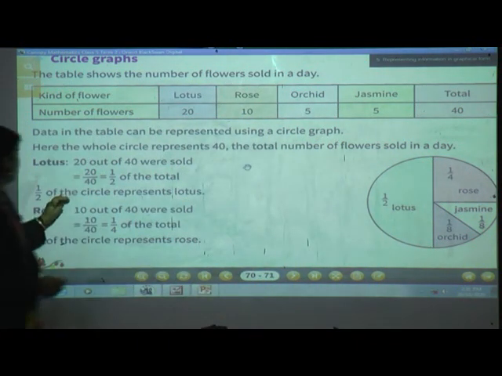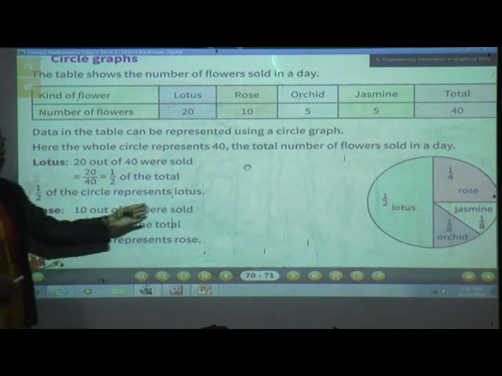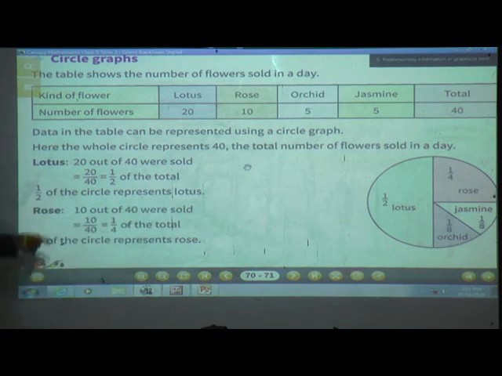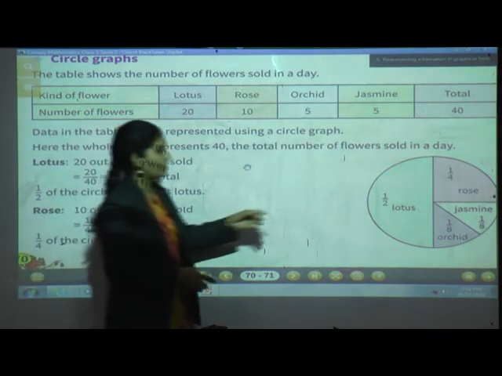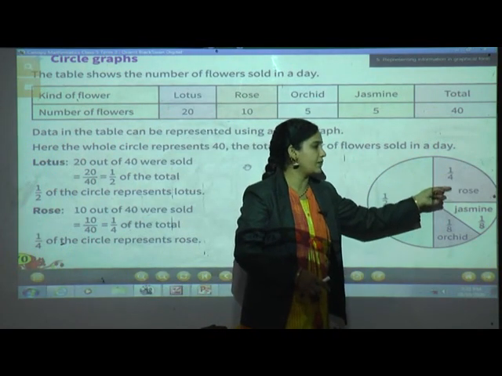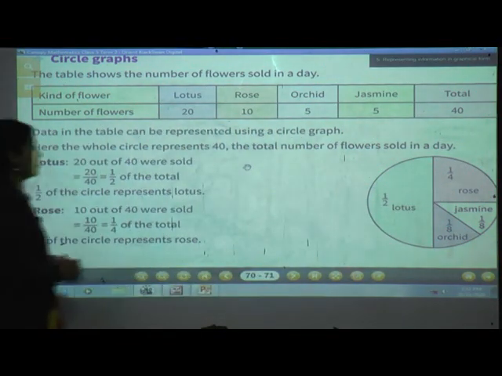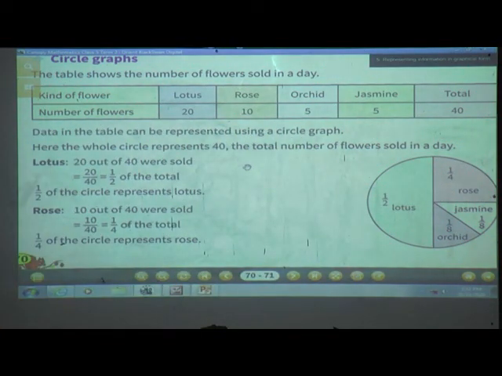Now we'll see rose. How many roses were sold? 10. 10 out of 40 were sold. So 10 upon 40 is equal to 1 upon 4 of the total. 1/4 means here. This one is a 1/4. That's why this one is a rose. This is showing the rose sold in a day. Now next one we'll see.